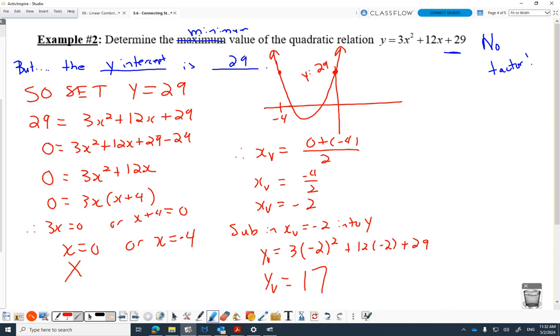Therefore, as you're walking up to hand your test in on Monday, you're just looking through going, do I got the therefore statements? Yes. Therefore, vertex is negative 2, 17.